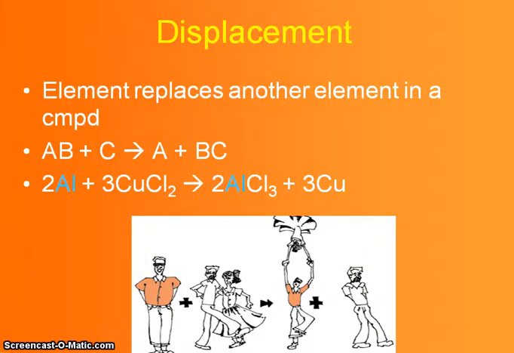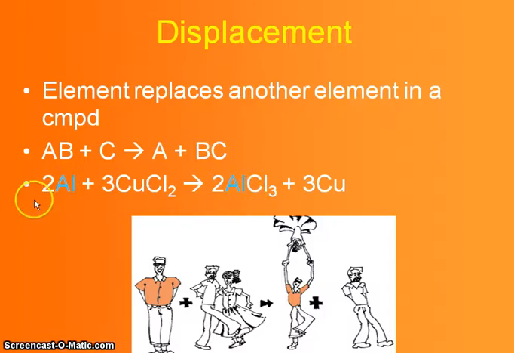A displacement or single replacement reaction involves a compound and a single element as your reactants, and the single element is going to try to replace one of the elements in the compound. If the single element forms a cation, it will try to replace the cation in the reaction. If a single element forms an anion, it will try to replace the anion in the reaction.